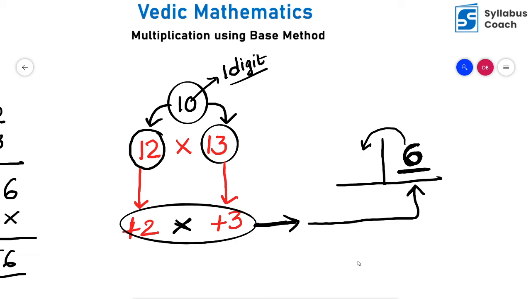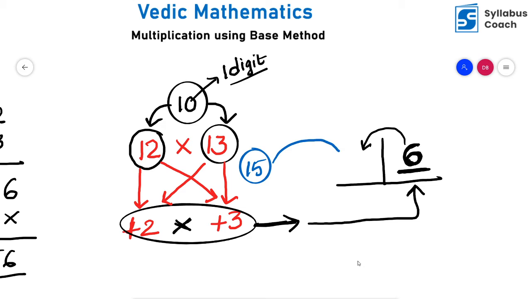So 10 plus 2 is 12, so 12 is 2 more than 10 and 13 is 3 more than 10. So you have 2 into 3. What is the next step, students? When you observe this, the next step is 12 plus 3, which is 15. At the same time, 13 plus 2 is also 15. So 12 plus 3 or 13 plus 2 in a crisscross way. You can take either one, and it is 15.